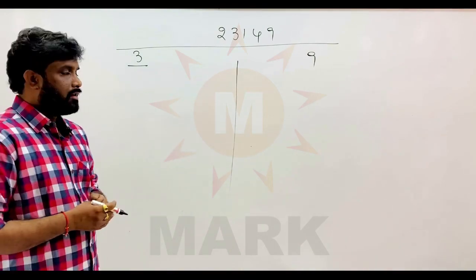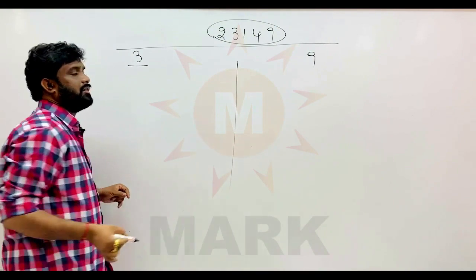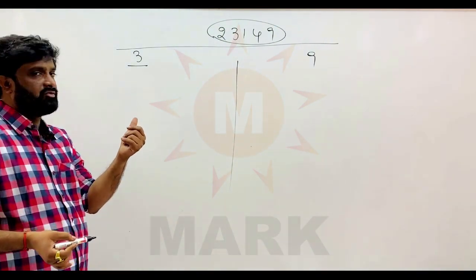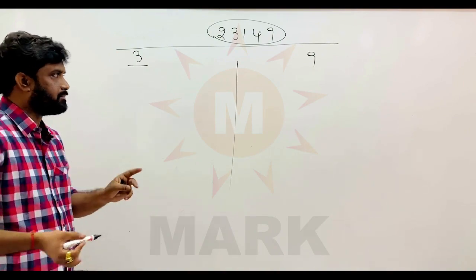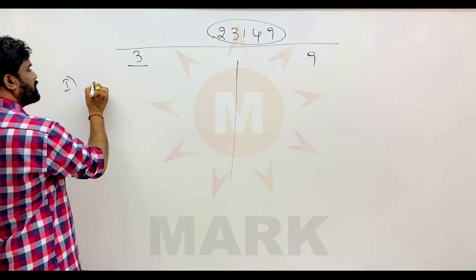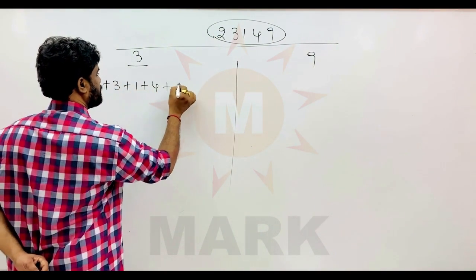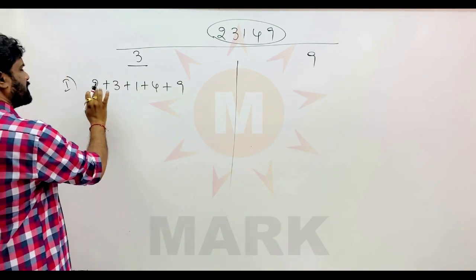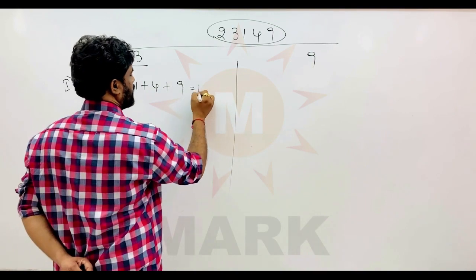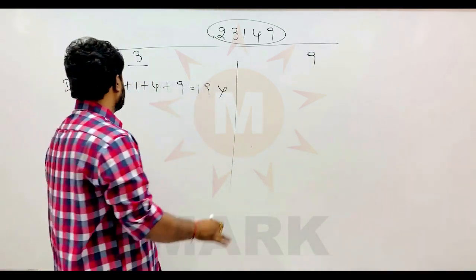Okay. Friends, now I have taken a number called 23149, and I will check whether this number is divisible by 3 or not with the cancellation method. Method 1 also I will try. For 1 or 2 questions I will do both. So 2 plus 3 plus 1 plus 4 plus 9. 2 plus 3 is 5, 5 plus 1 is 6, 6 plus 4 is 10, 10 plus 9 is equal to 19. 19 means it is not divisible by 3.